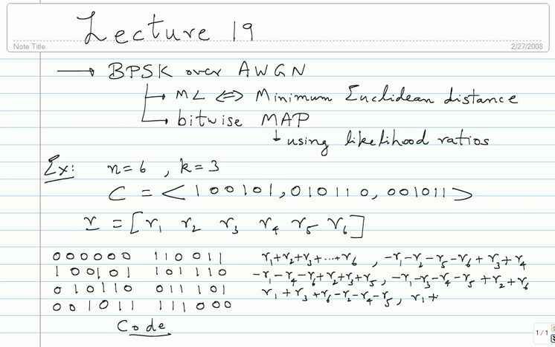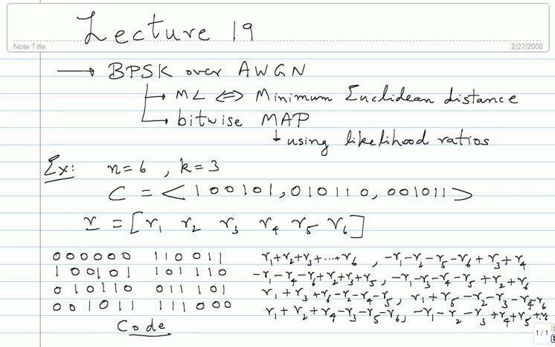Okay, R1 plus R5 minus R2 minus R3 minus R4, and minus R6. Did I get that right? So this one has one more R6 term. Next, R1 plus R2 plus R4 minus R3 minus R5 minus R6. Then minus R1 minus R2 minus R3 plus R4 plus R5 plus R6.